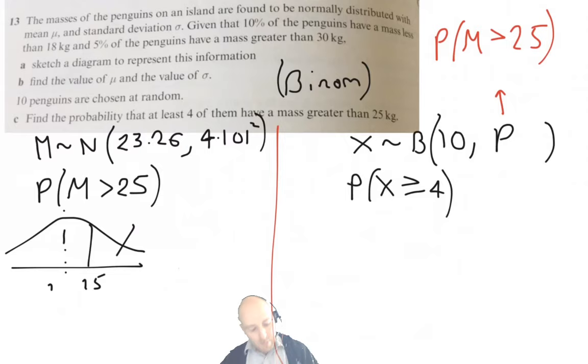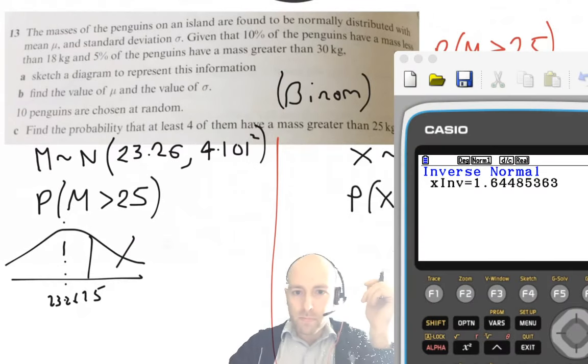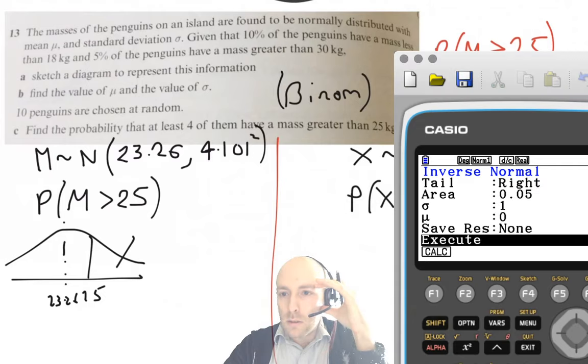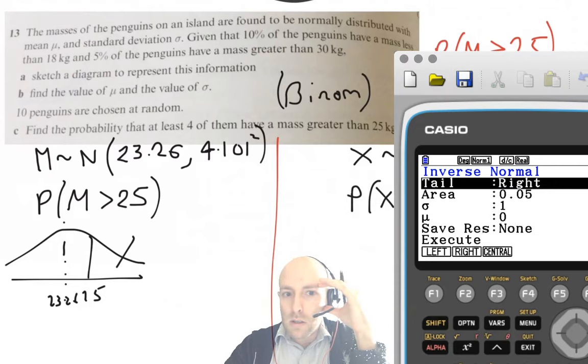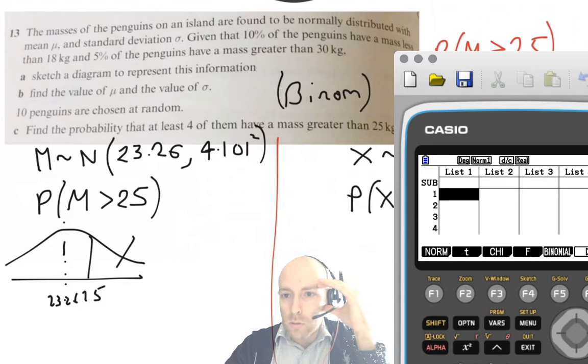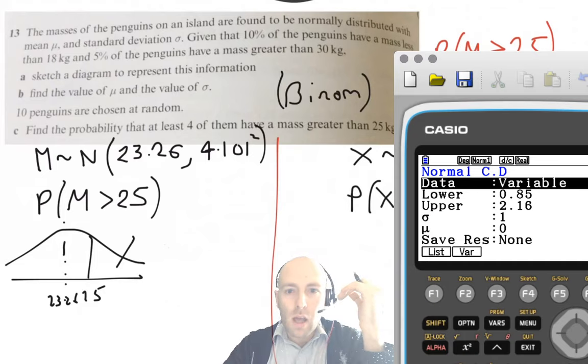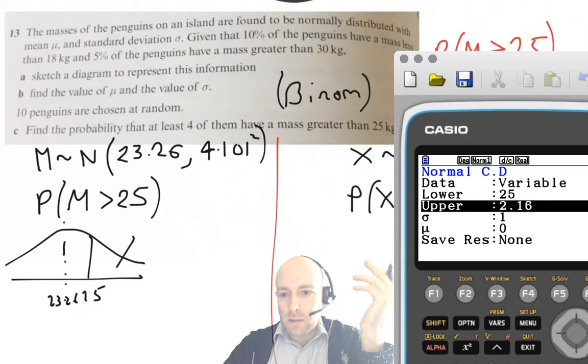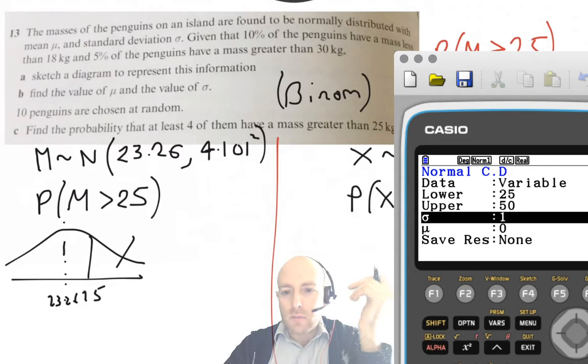So if I bring back the calculator, exit, go back up. So we want a standard normal this time. So we're just going to go normal NCD. Lower is 25. Remember this from last lecture. Upper, well, penguin mass, let's go 50. It's not going to be any more than 50. Standard deviation we worked out was 4.101. And mu is 23.26.